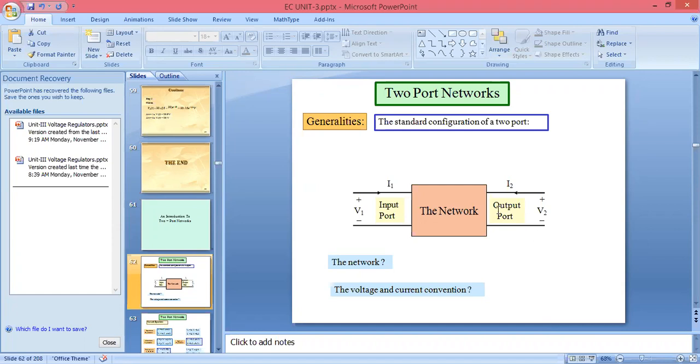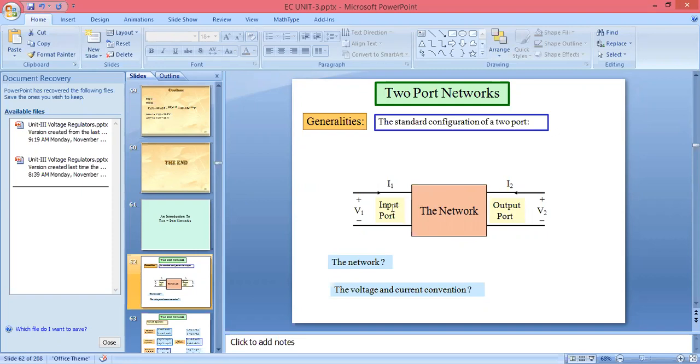So we can say a network which consists of two pairs of terminals is called a two-port network. We can see here this network is having two ports. This is one port, this is the second port. This port we are calling the input port and this port we are calling the output port.